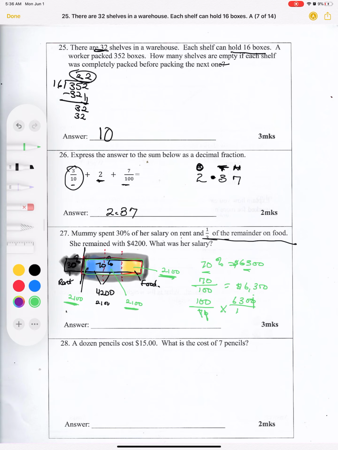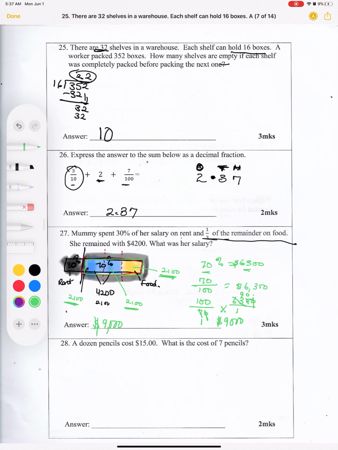All right, 7 times 9 is 63, 9. Right. 90 times 100 is 9,000. That's her salary.